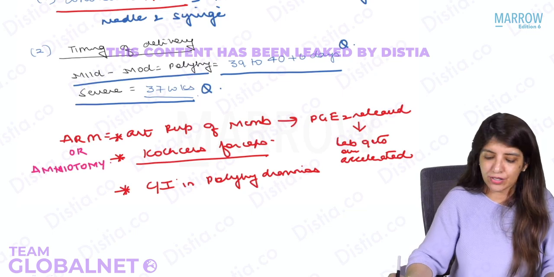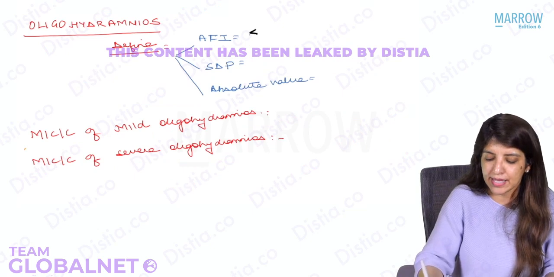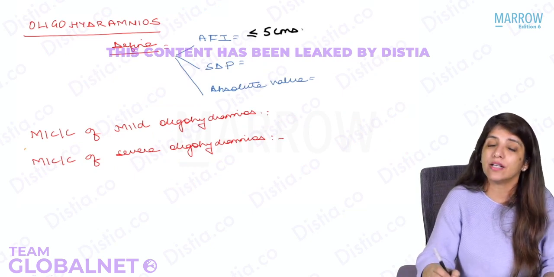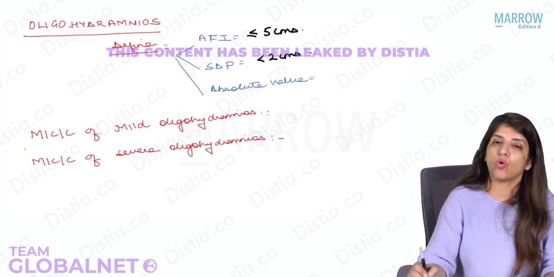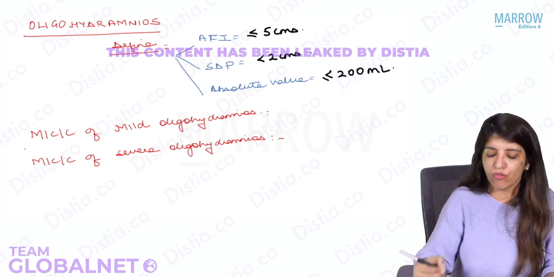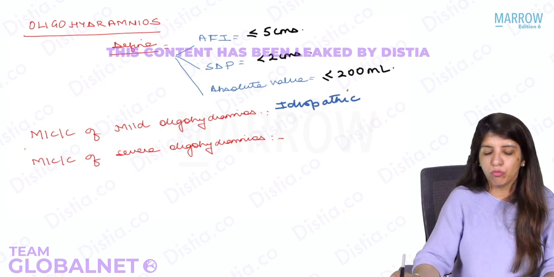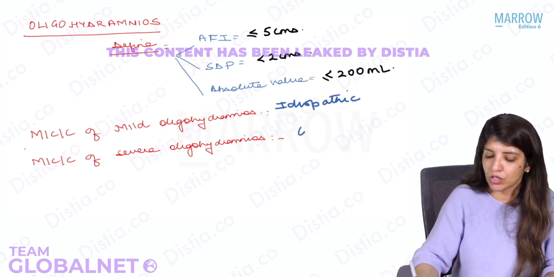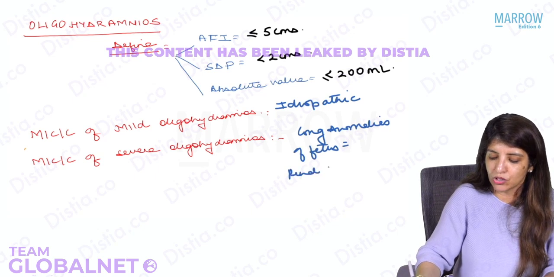Now, what is oligohydramnios? Again, the definition for oligohydramnios is if AFI is less than or equal to 5 centimeters, if single deepest pocket is less than or equal to 2 centimeters, or if the absolute value of liquor is less than or equal to 200 ml. Most common cause of mild oligohydramnios, again, it is idiopathic. And most common cause of severe oligohydramnios, again, it is congenital anomalies of the fetus, and this time it is renal anomalies of the fetus.